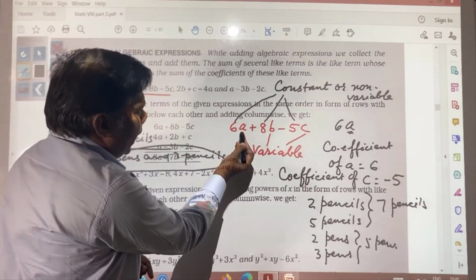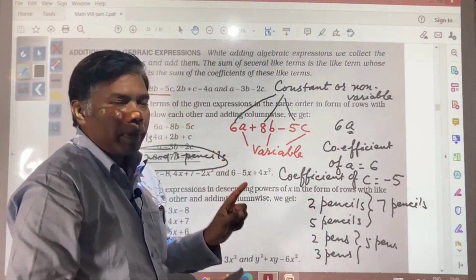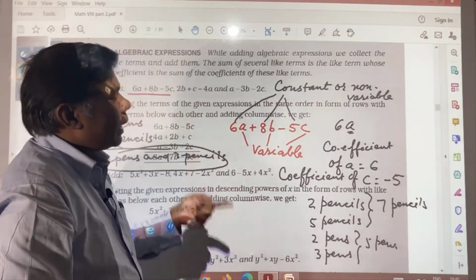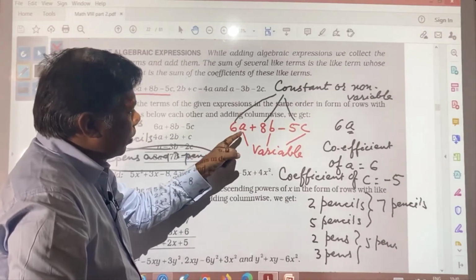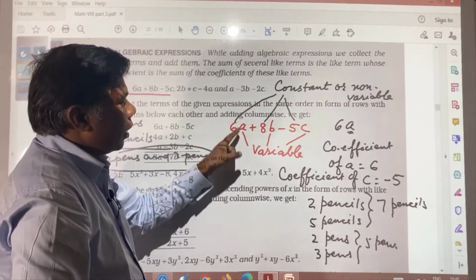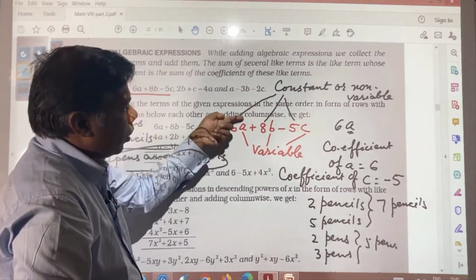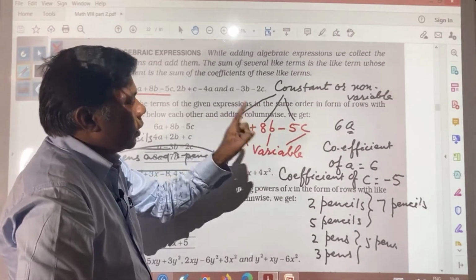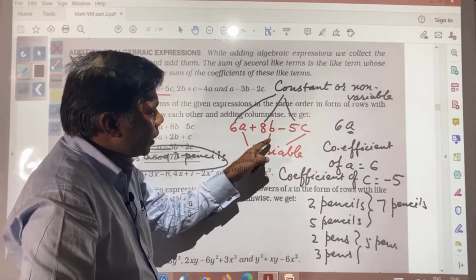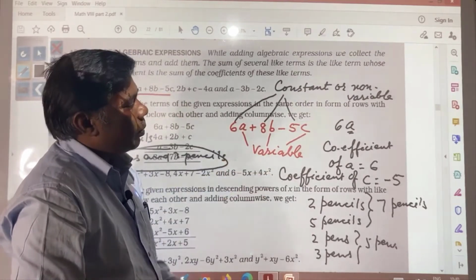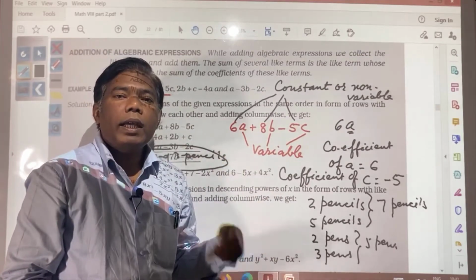So here you see A, here you have B, here you have C. So this cannot be added or subtracted. Like terms only can be added. Suppose 6A you have, with this only A as variable you will be having. Suppose 5A, 3A, minus 2A, 6A, those will be added or subtracted. With B, the terms which will be having B as a variable like 7B, minus 2B, these will be added or subtracted. So you need to recognize like terms and unlike terms.